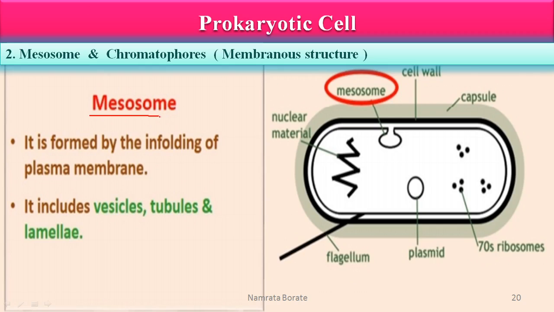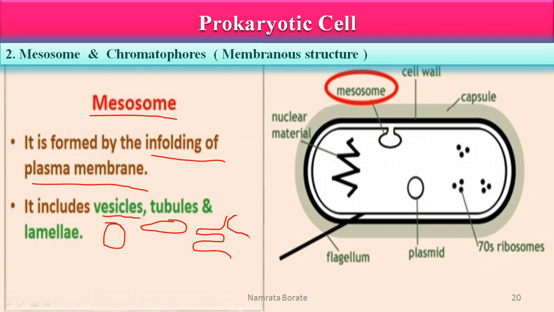So what are the characteristic features of these mesosomes? The mesosomes are formed by the infolding of the plasma membrane, that is, the cell membrane. They are present in three forms. The first is a vesicle, an oval globular structure. It may be a tubule, a tube-like structure. And the third is a lamellae, which looks like this. So the mesosomes are present in three forms.